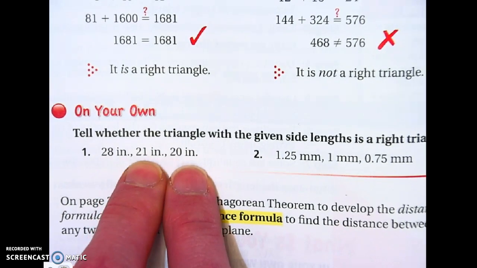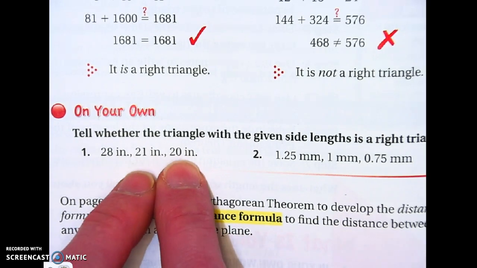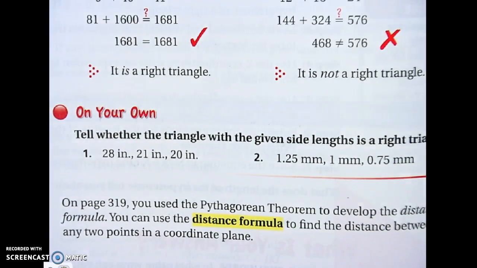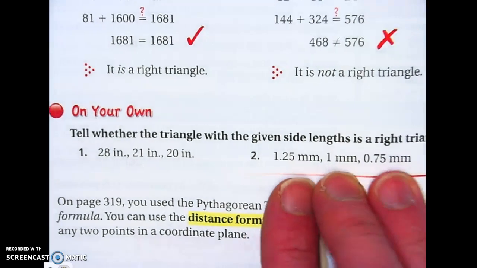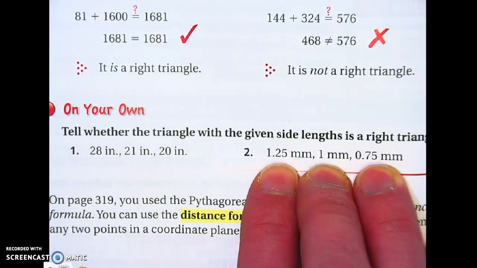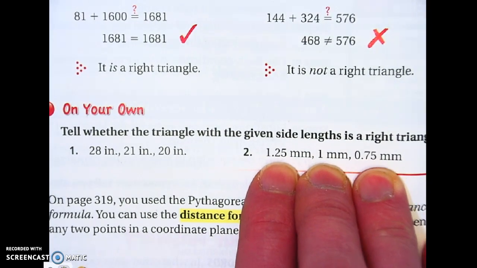So I would square 21 and I would square 20 and add them together and see if they really do equal 28 squared. If they're equal, it's right. If they're not, it's not a right triangle. Same thing over here. You should be able to look and tell which side is the hypotenuse and which sides are the legs.